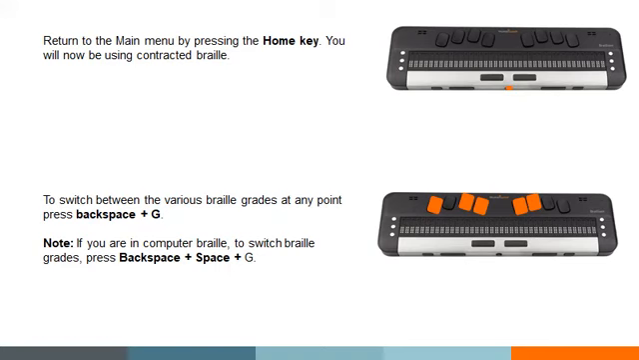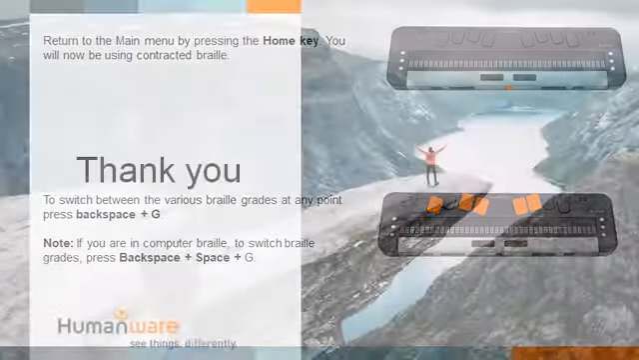Keeping in mind that when you are in computer Braille, if you press backspace with G, you will simply make an uppercase G. So you need to add space to that command to make it move out of computer Braille and then continue to cycle you through contracted or uncontracted with that backspace and G command.